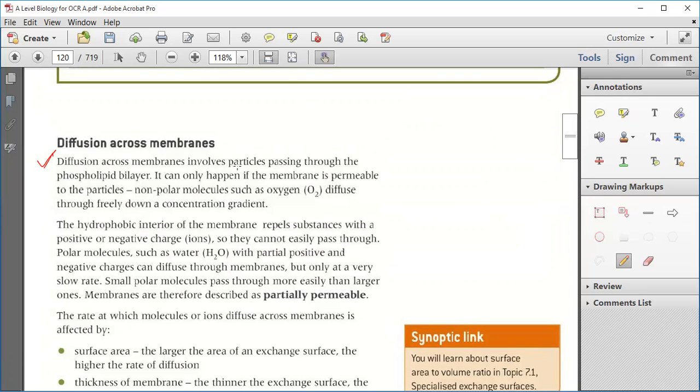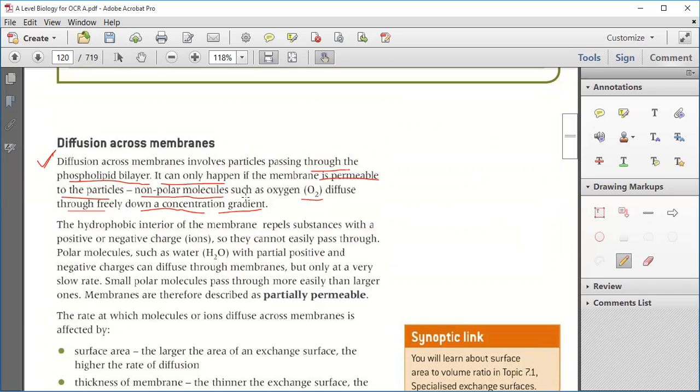Diffusion across membranes involves particles passing through the phospholipid layer. It can only happen if the membrane is permeable to the particles. Non-polar molecules such as hydrogen diffuse freely down a concentration gradient.